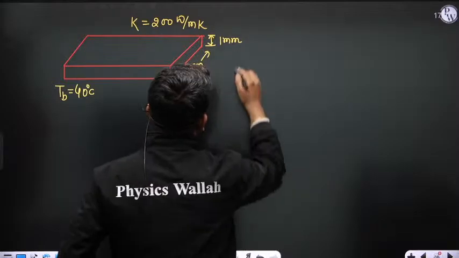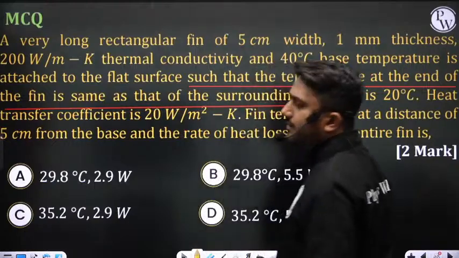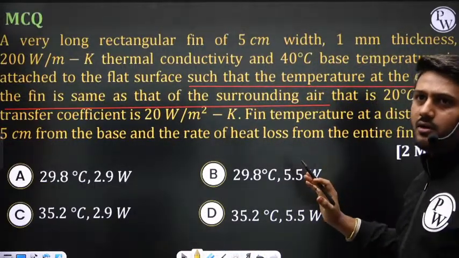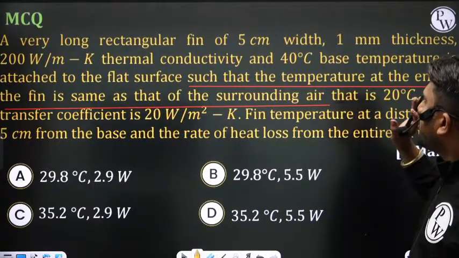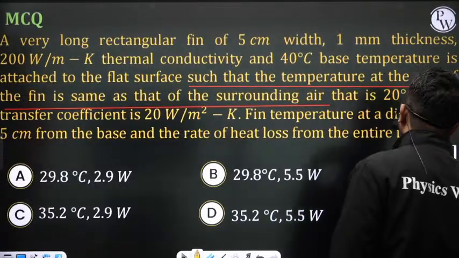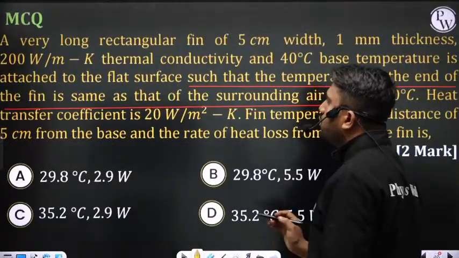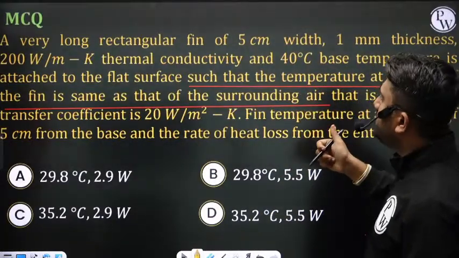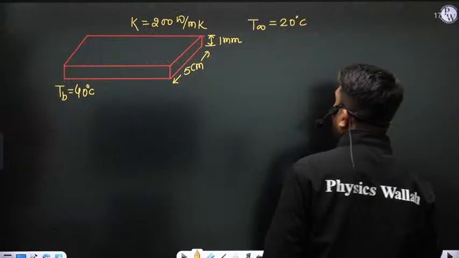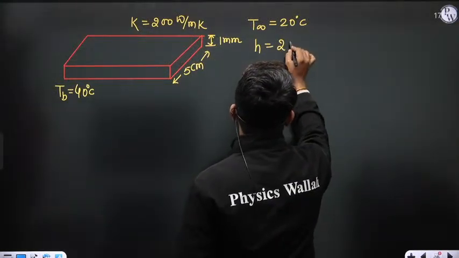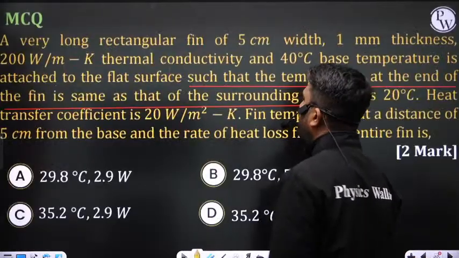So we can say this is a problem of the infinitely long fin. So temperature T infinity is 20 degrees Celsius. This fin is so long, the temperature at the tip reaches the ambient or surrounding air temperature. Now heat transfer coefficient is given, h is 20 watt per meter square Kelvin.